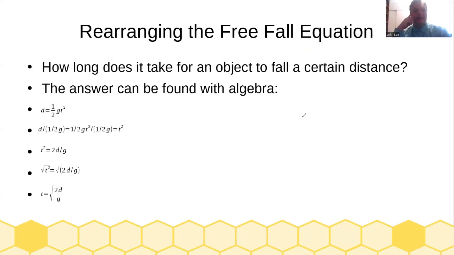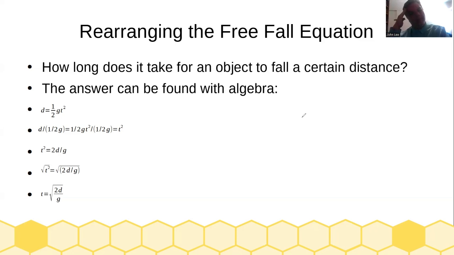As much as for an exercise in algebra as anything else, we are going to rearrange the free fall equation to ask how long it takes for an object to fall a certain distance. So the algebra that's involved is going to be a little bit more complicated than what we've seen before. We have the equation d equals 1/2 gt squared. In order to get t squared isolated, we have to divide by 1/2 g on both sides. So d divided by 1/2 g equals t squared, or 2d over g is equal to t squared.